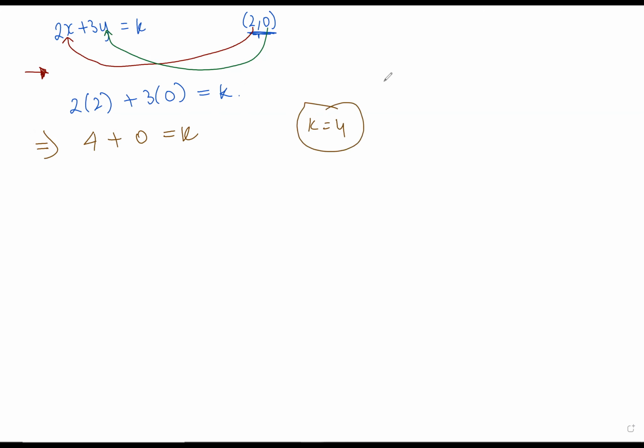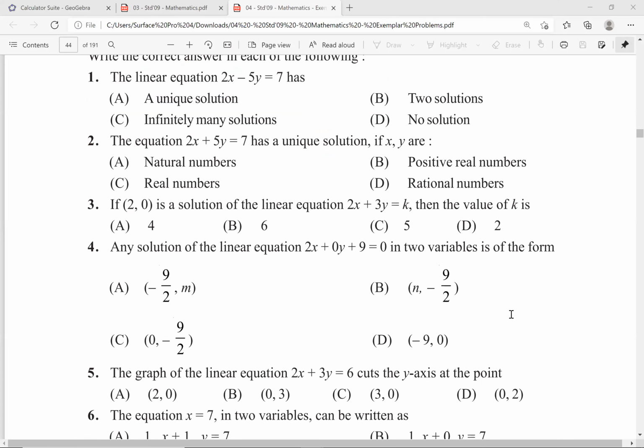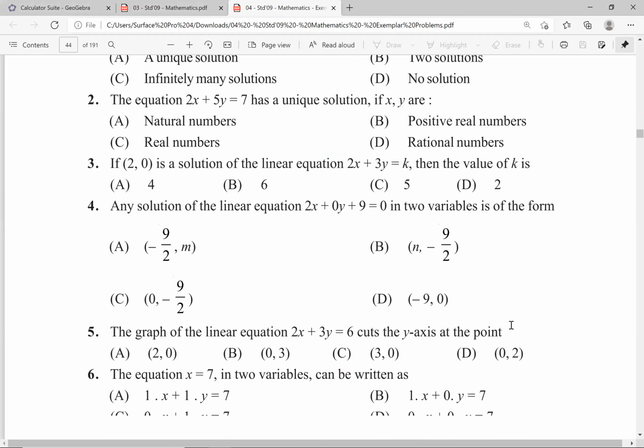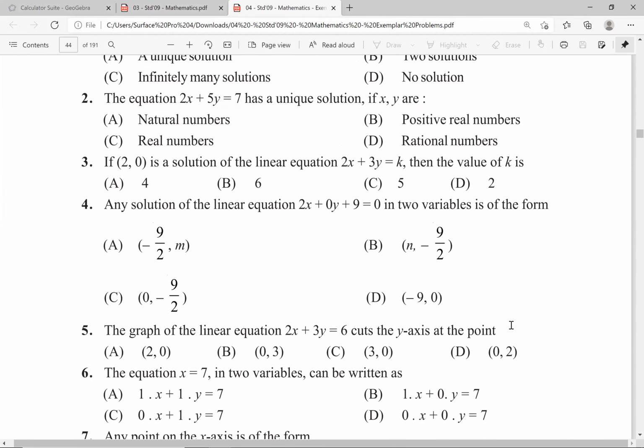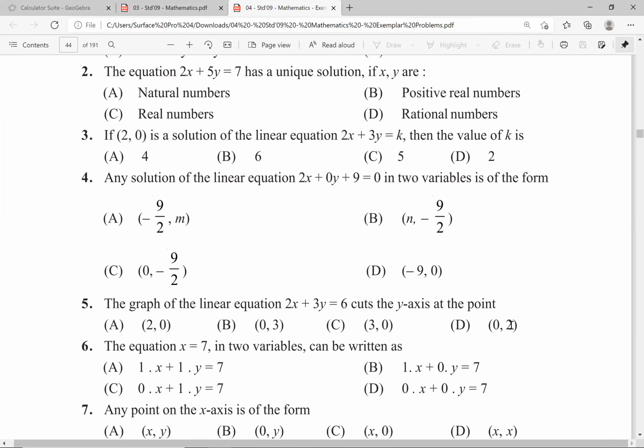I hope you guys understood this. So now I'm going to share the screen again. So the value of k is 4. Now let's think about the fourth question.